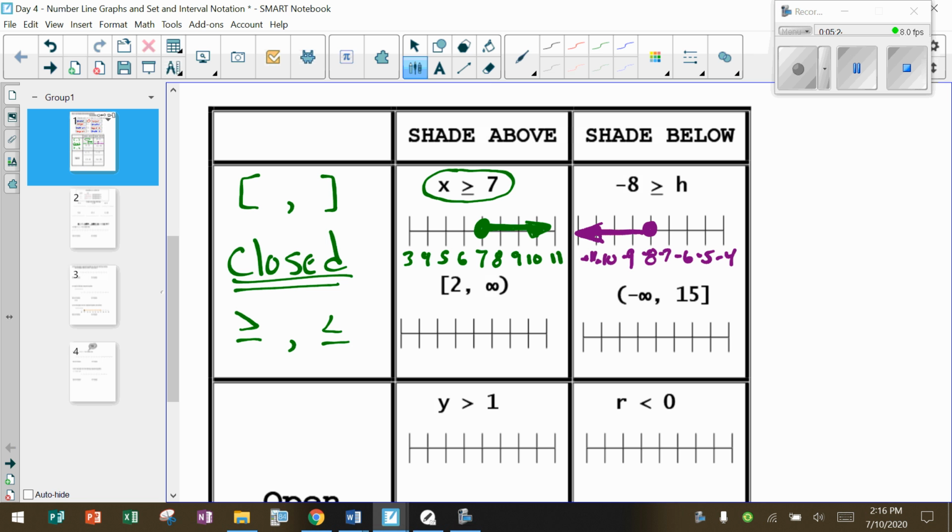Now, please understand that we are concerned about the variable and whether the variable is bigger or whether the variable is smaller. If the variable is smaller, based on our pointy side and the open mouth of our inequality symbol, if the variable is smaller, we go to the left. If the variable is bigger, we go to the right.